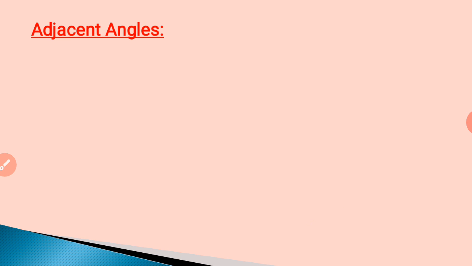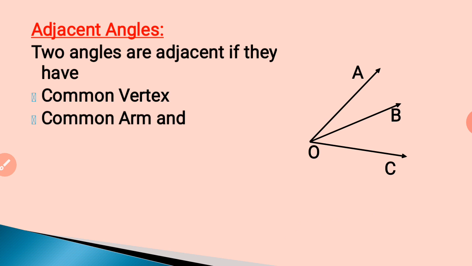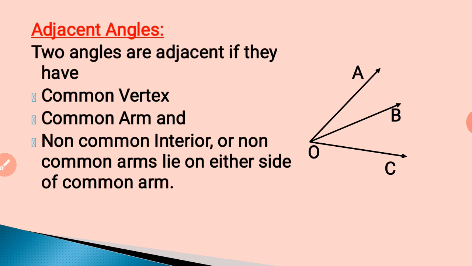Then comes the next pair of angles, that is adjacent angles. Now you have this particular angle AOC, and let there be another ray having the same starting point, OB. Two angles are adjacent if they have a common vertex, a common arm, and non-common interiors, or non-common arms lie on either side of the common arm.